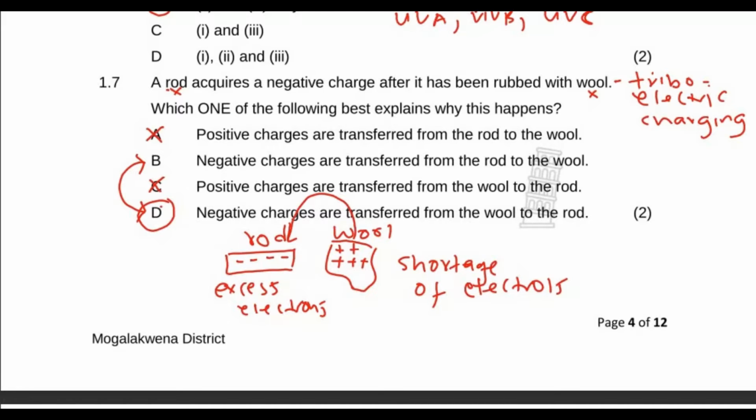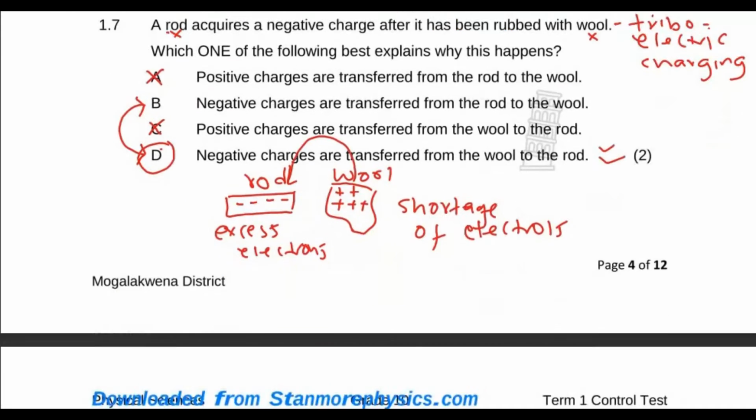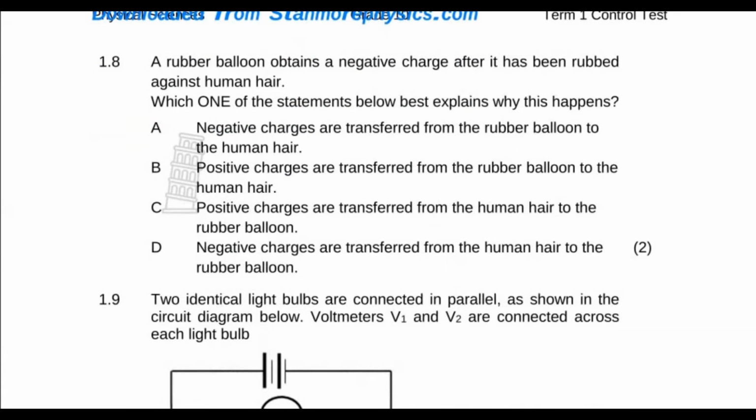D. Negative charges are transferred from the wool to the rod. I always like these electrostatic questions. I don't know why.